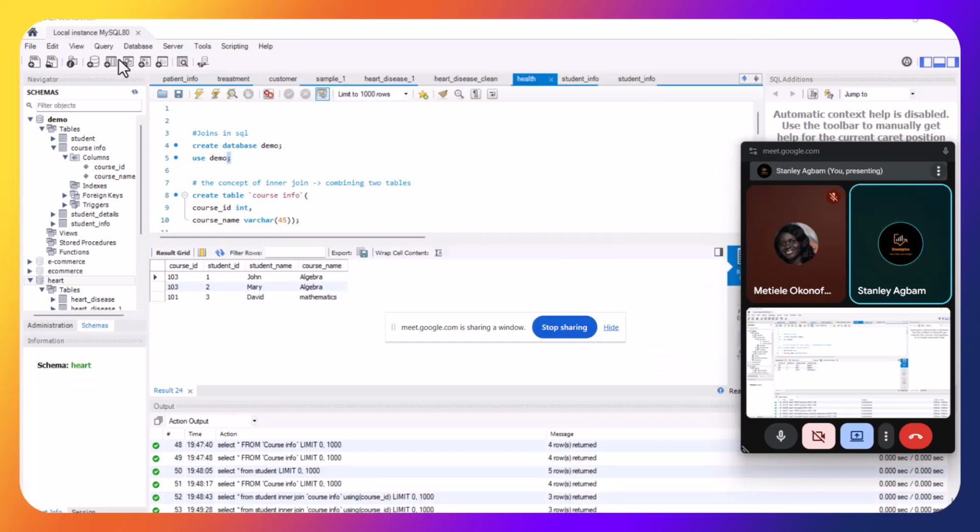Okay, so we're talking about joins in SQL, and we're working with our dataset, creating demo, which I've already explained is just a sample example that we're dealing with. Then you're going to use the database. Now we're talking about inner join, which is basically combining two tables together, or more tables actually. So let me write intersection.